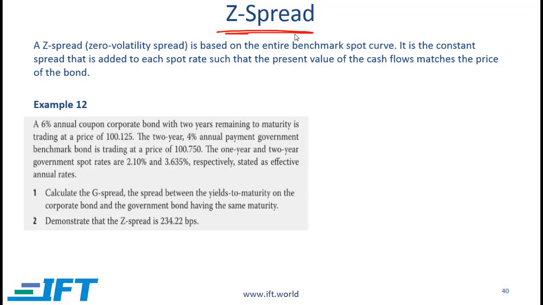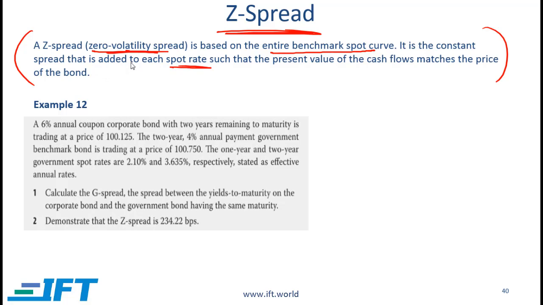All right, next point, Z spread. And I'd encourage you to learn this. A Z spread, which is also called a zero volatility spread, is based on the entire benchmark spot curve. It is the constant spread that is added to each spot rate such that the present value of the cash flows matches the price of the bond. If you are a little puzzled over here, that's okay, because many people get confused about this. I'd say that you memorize the definition and slowly this will sink in.